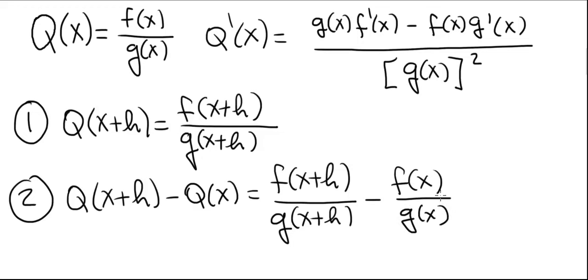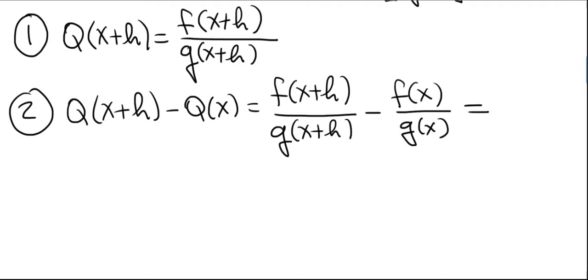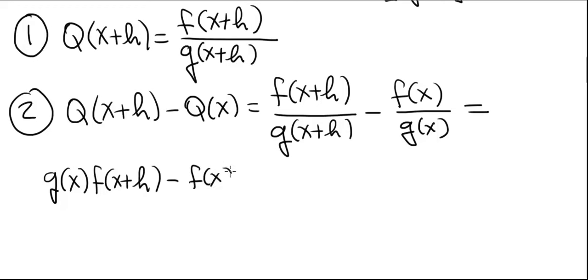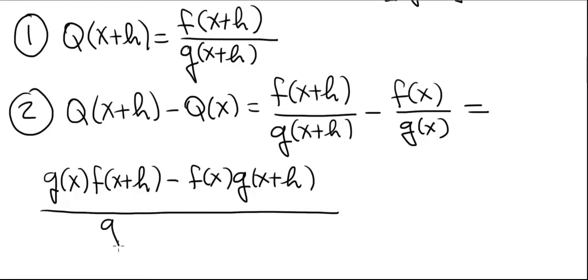Now let's have a common denominator. The common denominator is going to be the product of g(x+h) and g(x). So it now looks like this. We'll multiply the first quotient by g(x) over g(x). So this is g(x) times f(x+h) minus f(x) times g(x+h), and in the denominator we have g(x+h) times g(x).